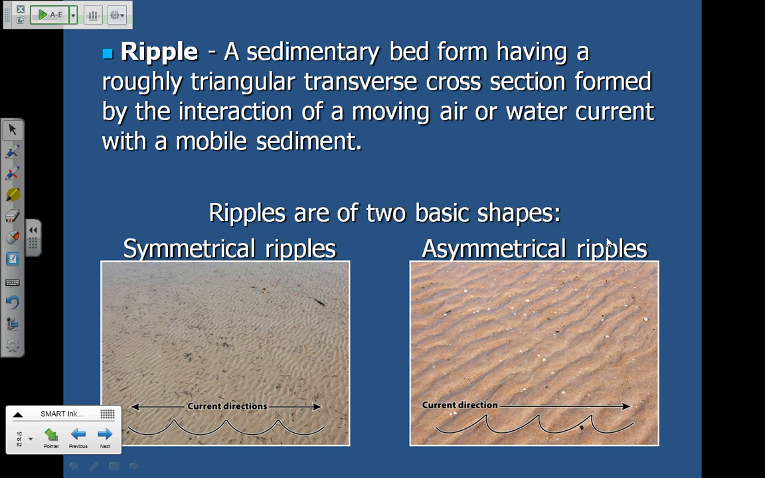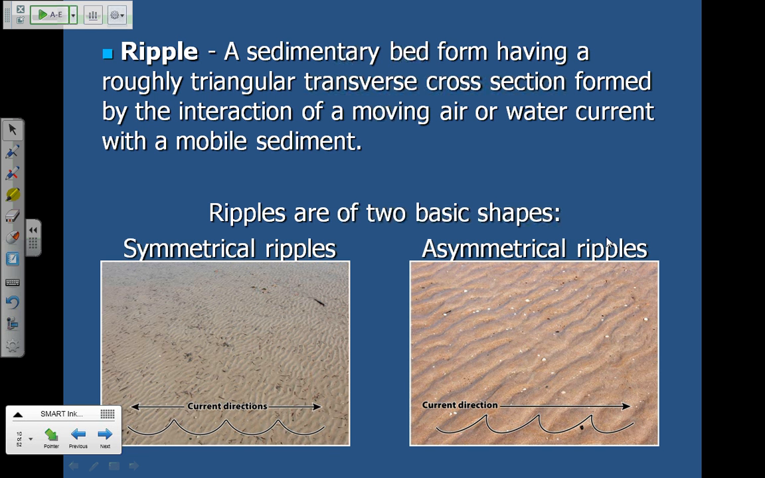Where do we get one direction of current? River. Okay, so these can be very diagnostic. However, I will point out, I have some here. These are genuine ripples. Can you tell whether they're asymmetrical or symmetrical? It's kind of a little difficult to tell sometimes. But these are actually symmetrical, so they would have been formed on a beach.